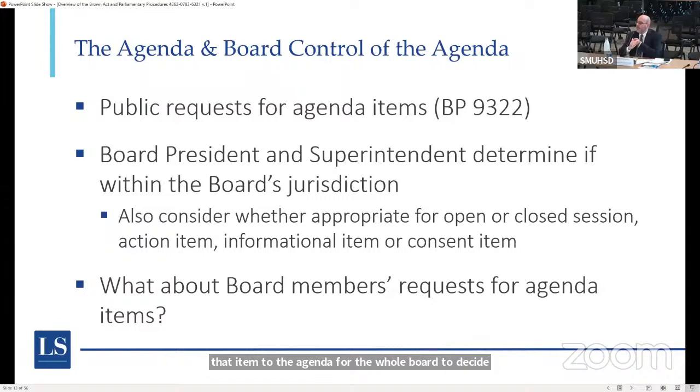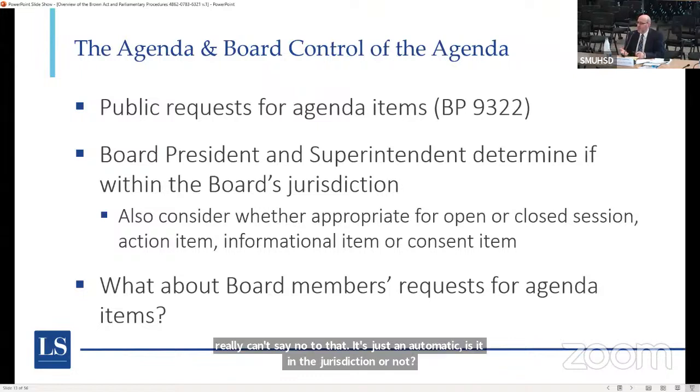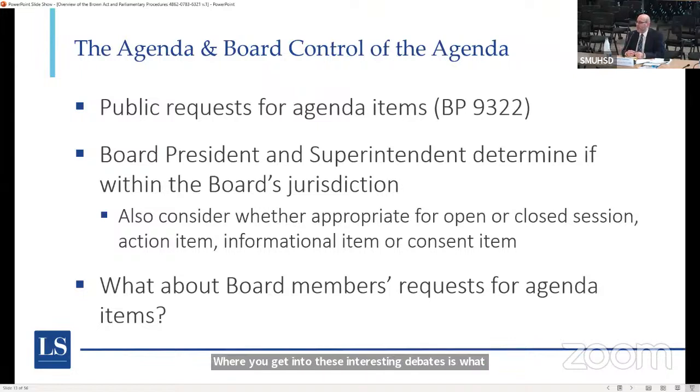And the thing about this is it's just over one issue. Is it within the subject matter jurisdiction of the district? If a board member asks for an item and it's within the subject matter jurisdiction of the district and it hasn't already been addressed by the board before, you really can't say no to that. It's just an automatic: is it in the jurisdiction or not? Where you get into these interesting debates is what does it mean to be within the subject matter jurisdiction?